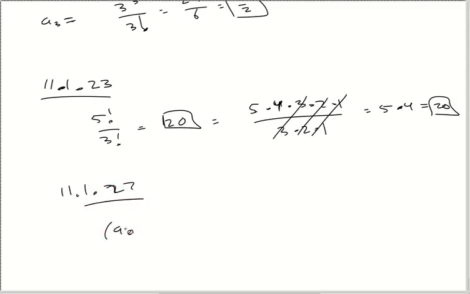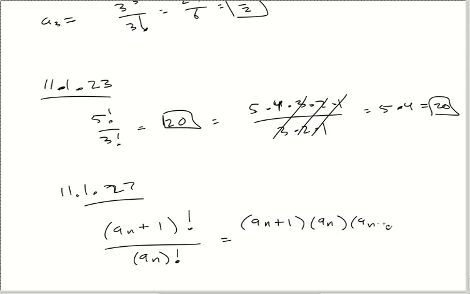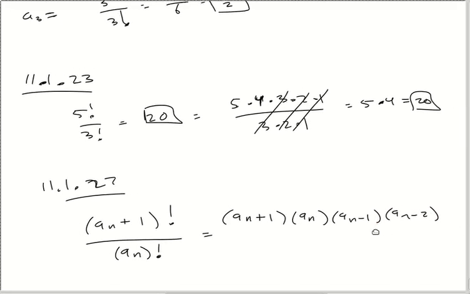It's 9n plus 1 factorial divided by 9n factorial, just like this. I actually have to write this out by hand to be able to figure this thing out. So I'm going to start with the 9n plus 1, and then I remove a 1. I minus 1 from that, and then I minus 1 again, and then I minus 1 from that. Why am I minusing the 1 every time?